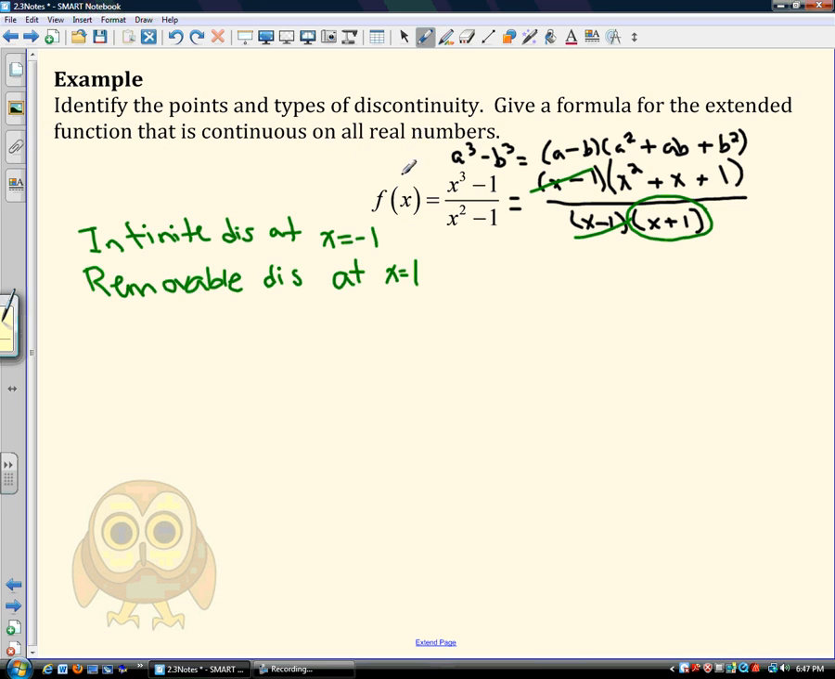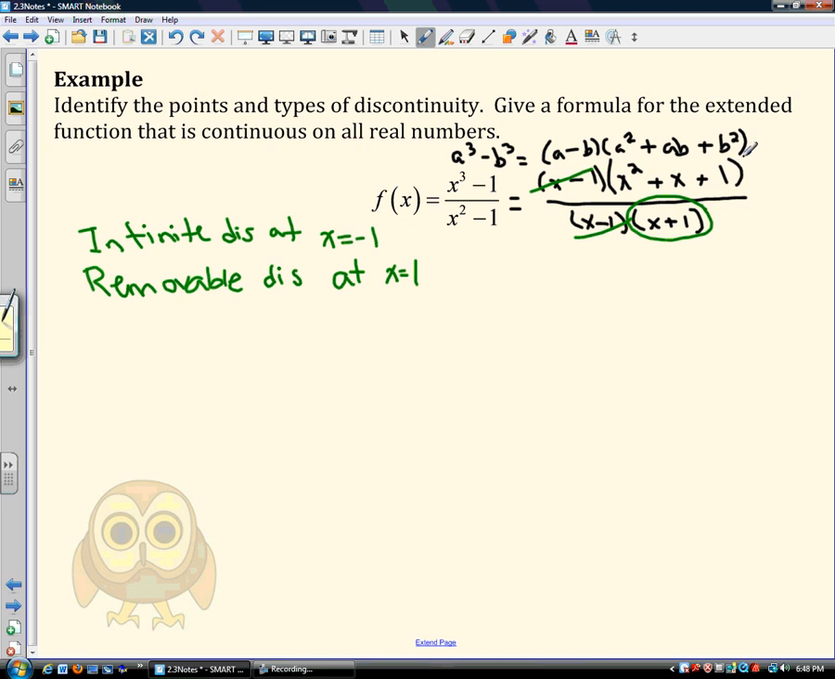Now, give an extended function that is continuous on all real numbers. Well, I can't give an extended function that's continuous everywhere, because of this infinite discontinuity. I can't just get rid of a vertical asymptote. What I can get rid of, though, is a removable discontinuity, and then it'll be continuous everywhere except at x equals -1. So the extended function is saying if I cancel these out, I'm just ignoring the removable discontinuity, the fact that I have a hole at x equals 1, and my function is going to look like this, right?